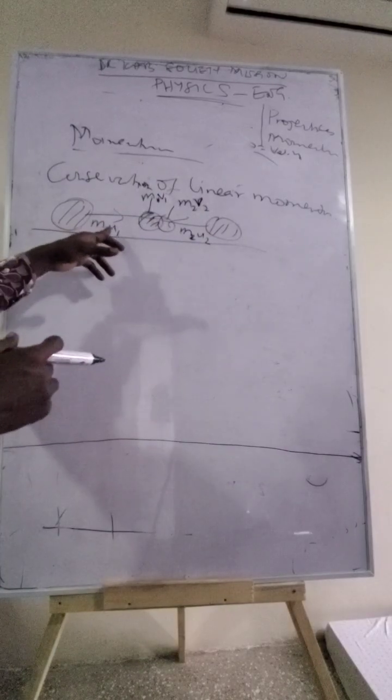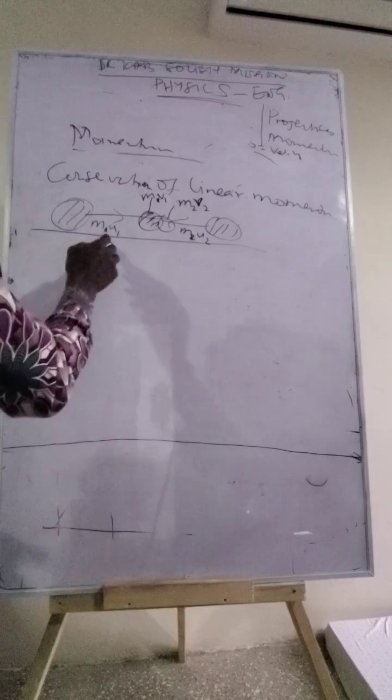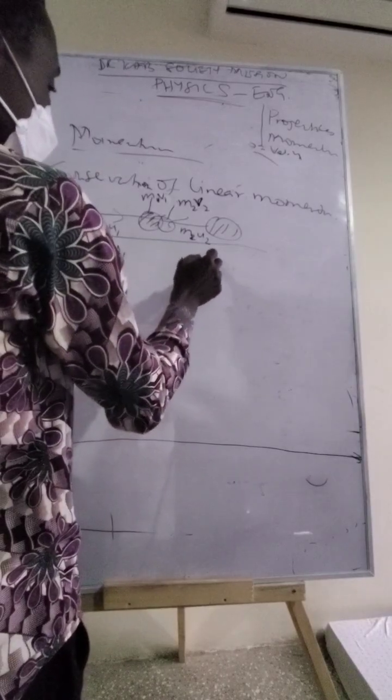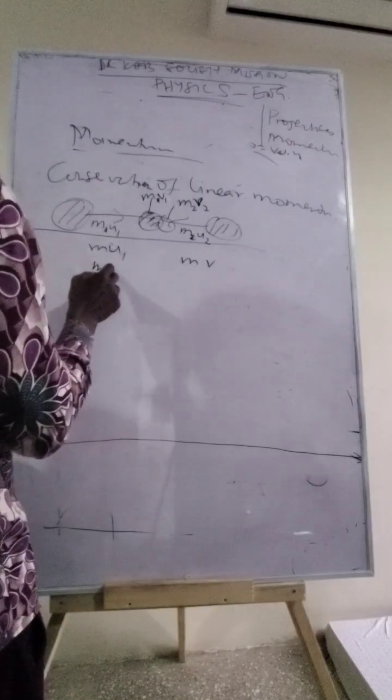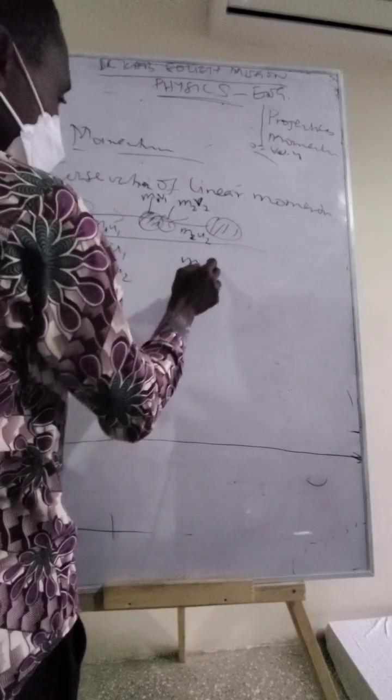Somebody can also use, say here u, and then make this one a, maybe, so that this m becomes mu2, it becomes mv2. It depends on how you choose it.